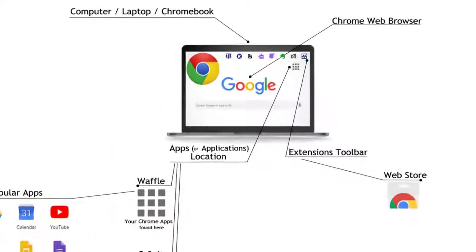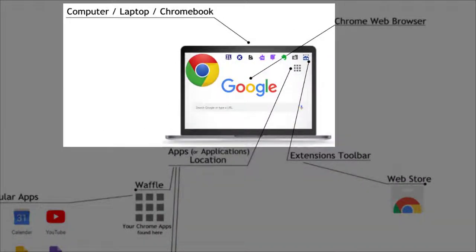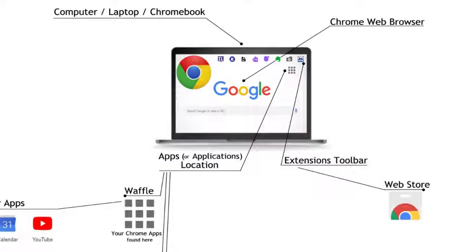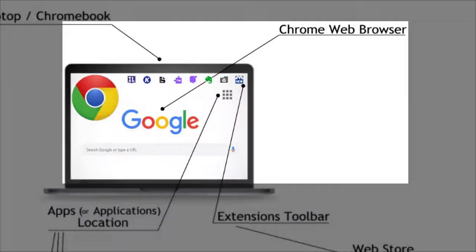Let's start with a computer. You have a computer, a laptop, a Chromebook, whatever it is. And then inside of that computer, you use a web browser. And in this case, we're using the Chrome web browser. And when you start using that Chrome web browser, that's where the confusion begins.